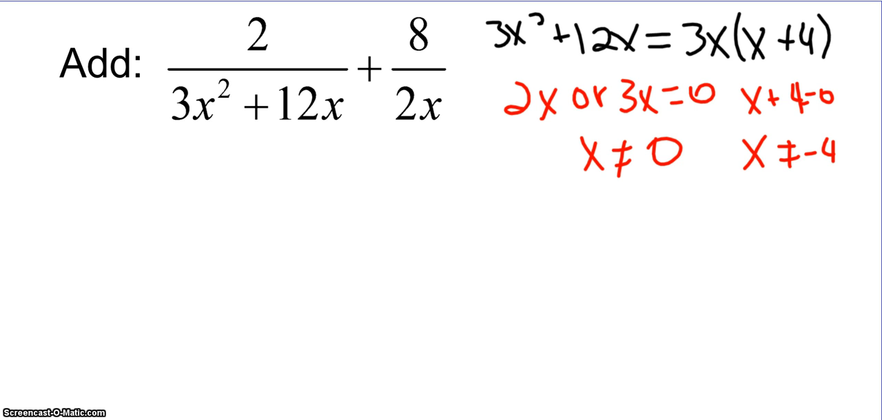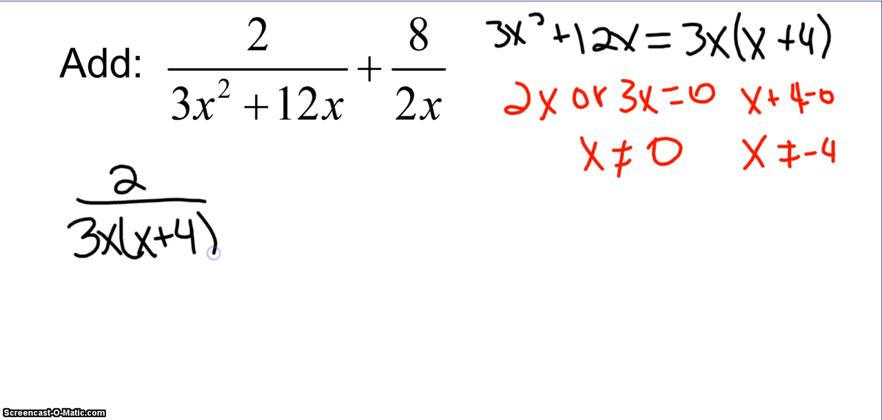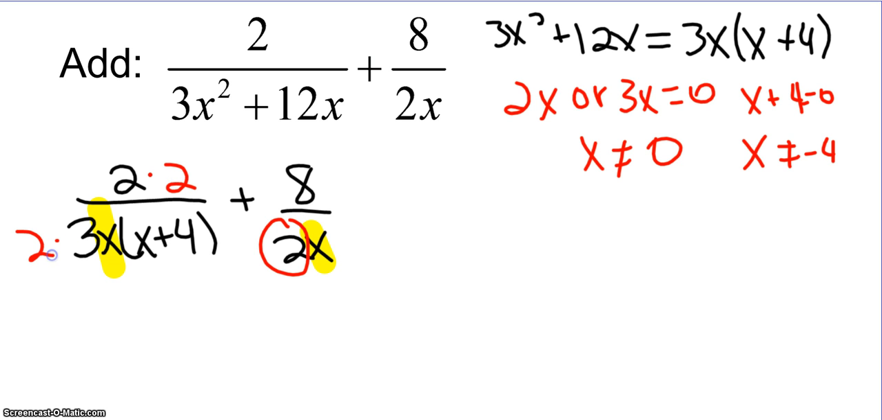Okay, I'm going to rewrite the problems before we start adding and multiplying so that we can see what we're missing. So I have 2 over 3 times (x plus 4) plus 8 over 2x. Now, the common factor that both of these have is an x. So whenever I do my multiplication, I don't have to worry about that x because it's already covered. Looking at the 2 over 3x times (x plus 4), the only thing I'm missing is this 2, so I'm going to multiply this by 2. Then the 8 over 2x is missing the 3 times (x plus 4), so we multiply this by 3 times (x plus 4).